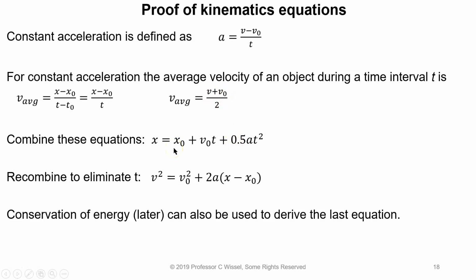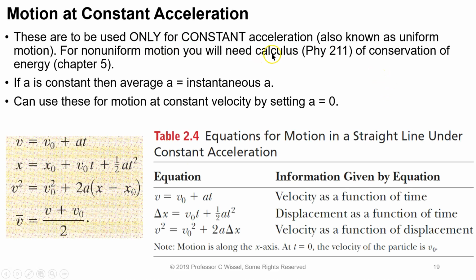You can combine these two equations, and you wind up with x equals x naught plus v naught t plus 1/2 a t squared. You can recombine and eliminate t. You can say v squared equals v naught squared plus 2a times the quantity x minus x naught. And you can also use conservation of energy to derive the same equation. We'll do that later. Again, these can only be used at constant acceleration, also called uniform acceleration. Anything else, you're going to need calculus or conservation of energy, which is chapter 5. If the acceleration is constant, the average a equals the instantaneous a.